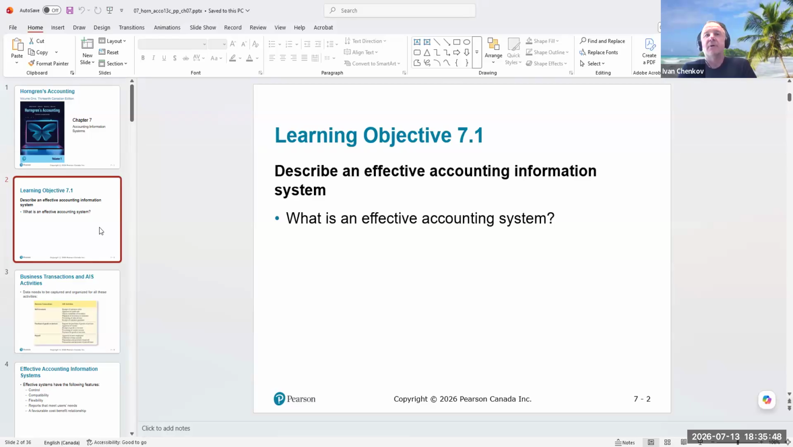It is the place where we're going to put all the available information, not only accounting information, but any information related to our sales, our purchases, our assets, our liabilities, revenue, expenses, customers, vendors, everything all in one place. Now, what is needed for this accounting system to be effective?